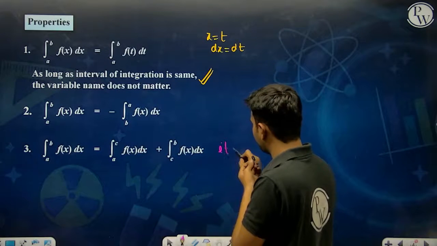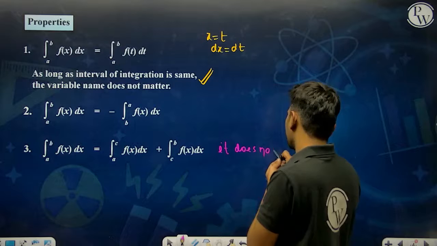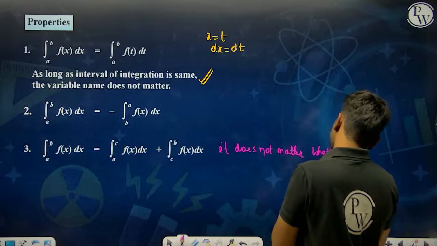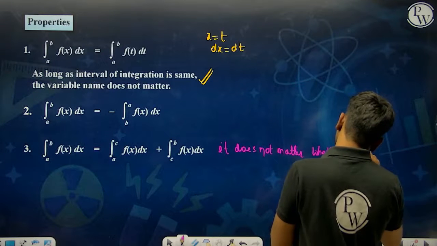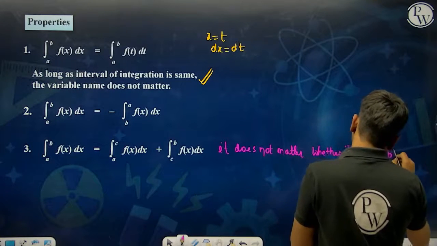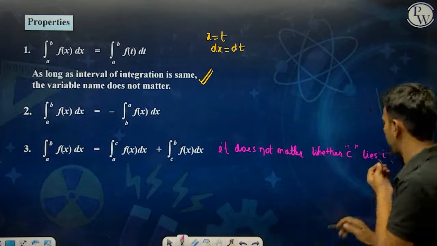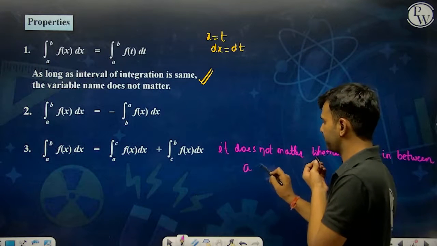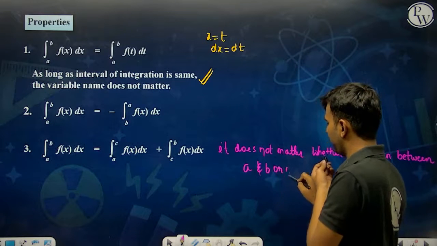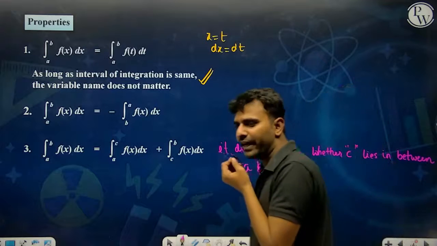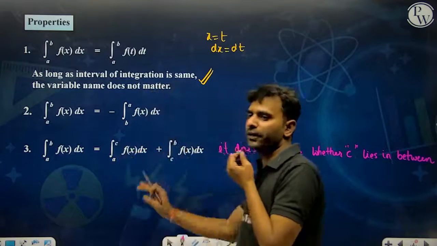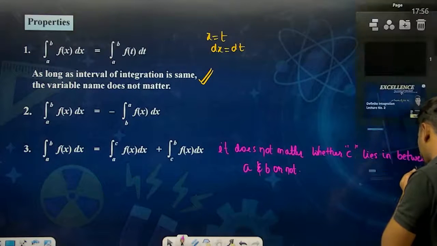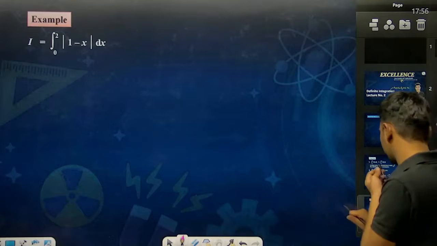It does not matter whether c lies in between a and b or not. If c does not lie between a and b, then also this property is true, which is a misconception held by the majority of people who have learnt definite integration. So we'll always take care of this particular thing.